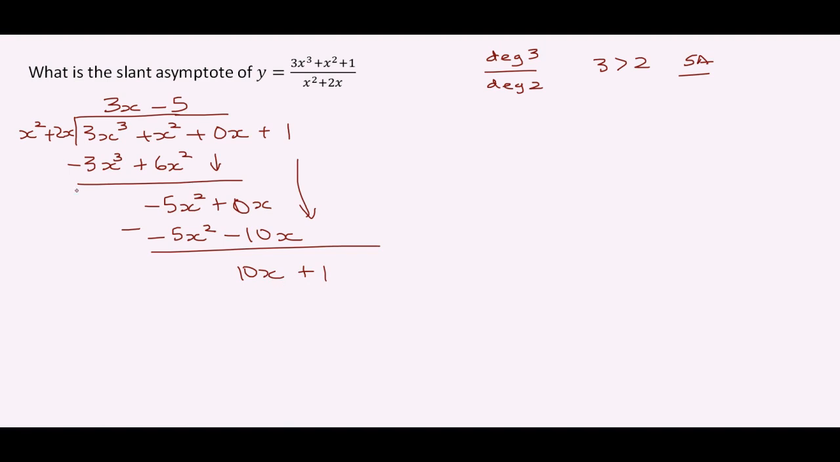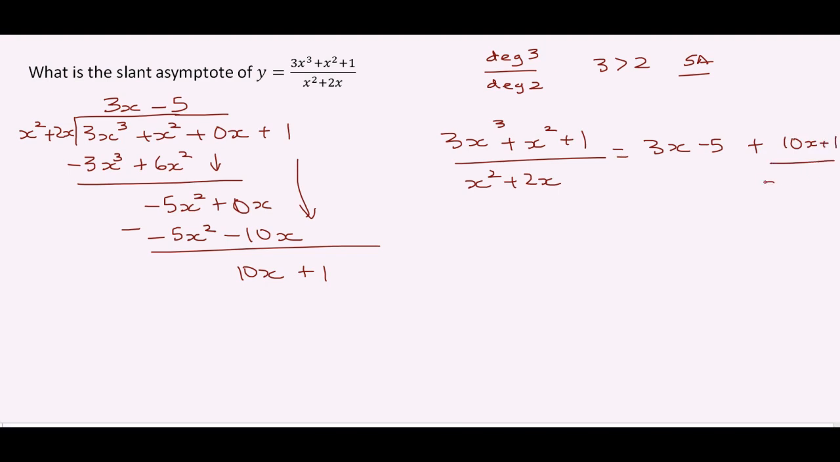So 10x divided by x squared, not going to work. So what we have here is 3x cubed plus x squared plus 1 over x squared plus 2x equal to 3x minus 5 plus 10x plus 1 over x squared plus 2x.